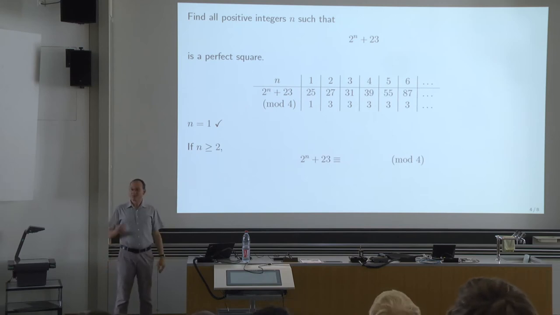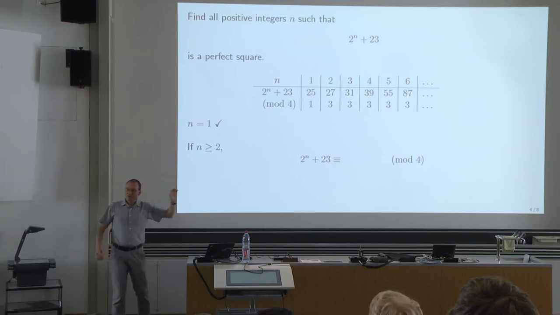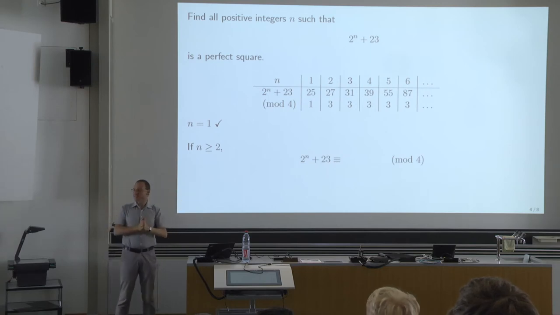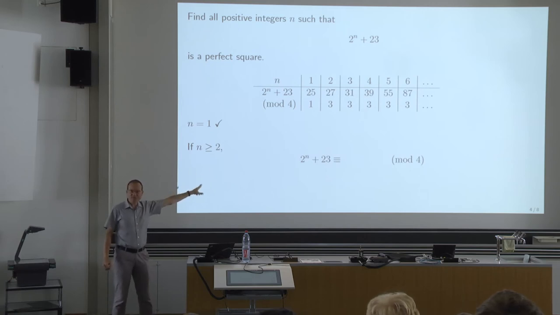mod 4. What can you say about the first summand, 2 to the n? It will be 0 mod 4, absolutely, because n is at least 2. You have at least 2 factors of 2. 2 times 2, maybe times more copies of 2. But the first summand is definitely divisible by 4. It's congruent to 0 mod 4.